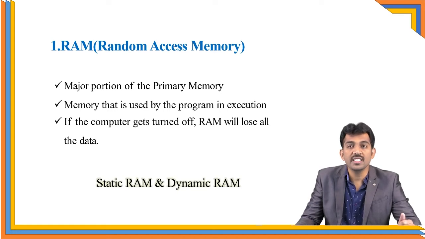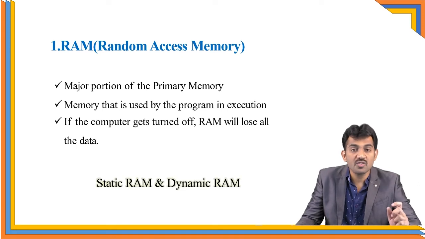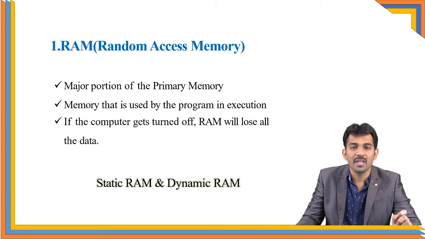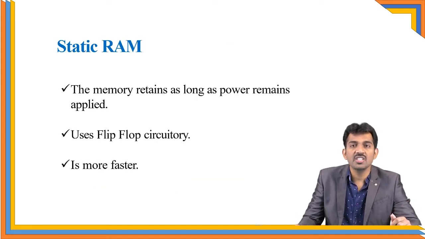If the computer gets turned off, RAM will lose all the data. Is this clear? It is volatile, right? The RAM memory is a volatile memory, meaning it is only available until the program runs. When you turn off your computer, the data will get lost. Right? Is this clear? And static RAM, dynamic RAM. Two types of RAMs are available.